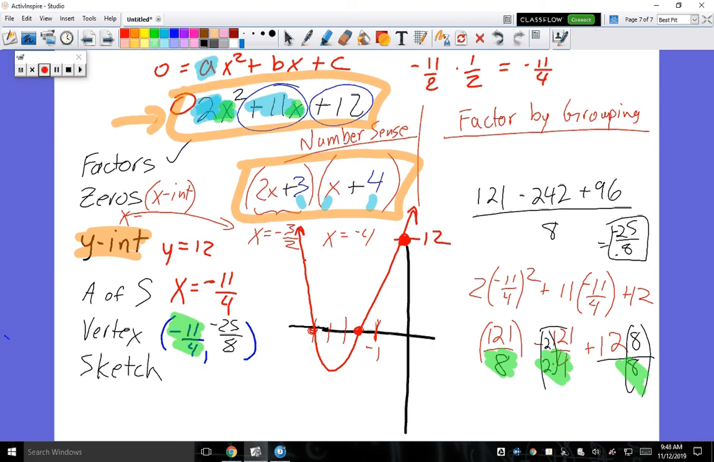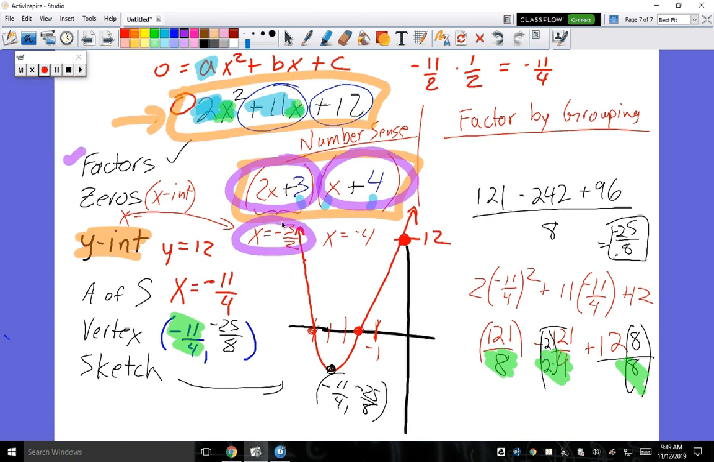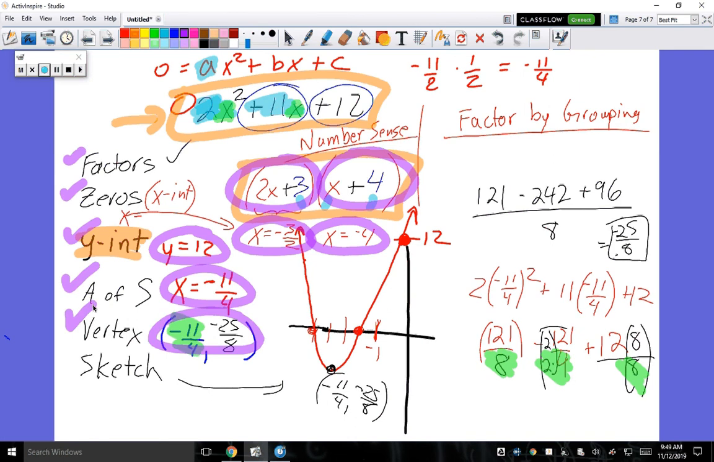And now, last but not least, the sketch. You could just put this with the vertex at negative 11 fourths, negative 25 eighths, and that would be the sketch. Let's go ahead and go for bonus points. Each circle would give you bonus points of 10 each. Here you go. 1, 2 for the factors, 3, 4 for the x-intercepts, 5 for the y-intercept, 6 for the axis of symmetry, 7 for the vertex, and let's say something close to this sketch would be 8. Okay?